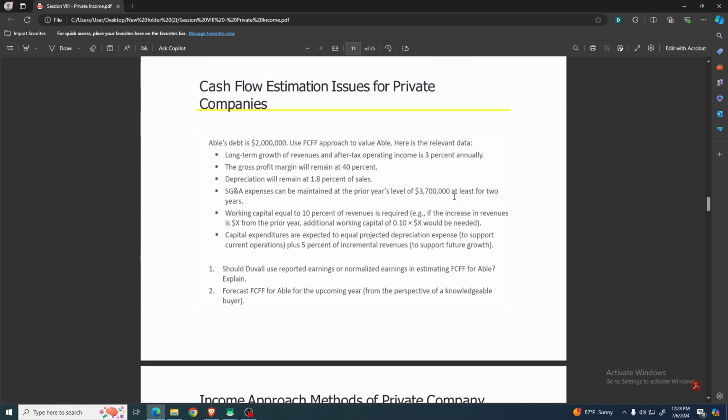All right, now we have an example. Abel's debt is 2 million, and they are going to use the FCFF approach to value it, and the relevant data is presented. Long-term growth of revenues and after-tax operating income is 3% annually. Gross profit margin is going to remain at 40%. Depreciation is going to remain at 1.8% of overall sales, and I'm going to assume this is gross sales. General admin expenses can be maintained at the prior year's level of $3.7 million for at least 2 years. Working capital equals 10% of the revenue. Capital expenditures are expected to equal projected depreciation expense to support the current operations, plus 5% of incremental revenues to support future growth. All right.